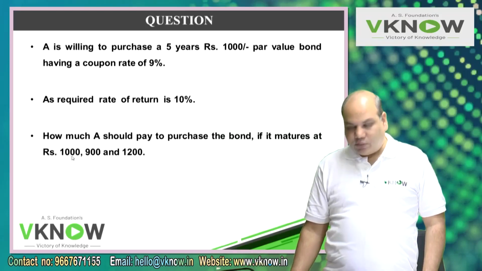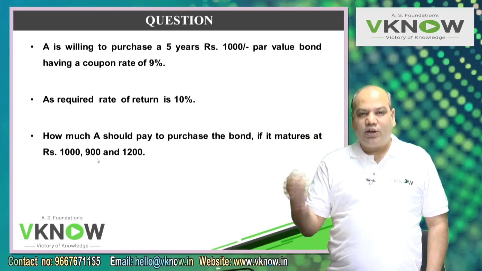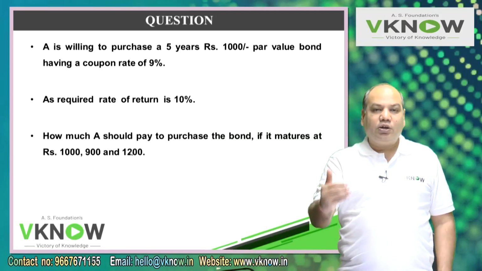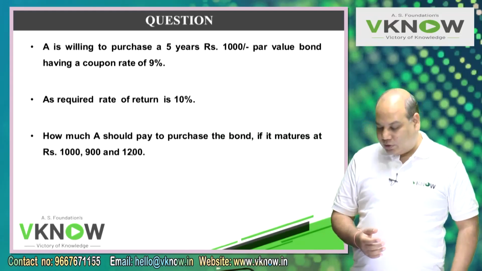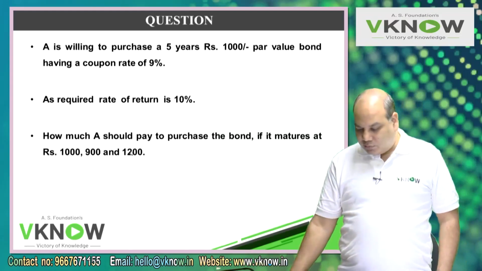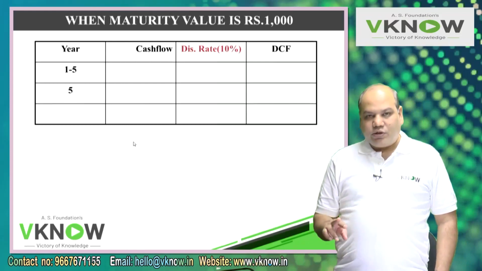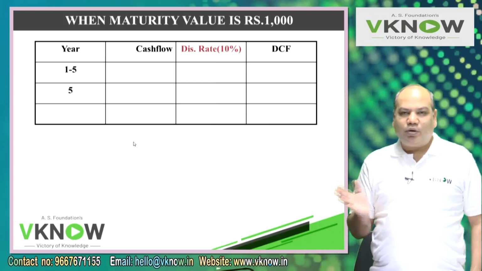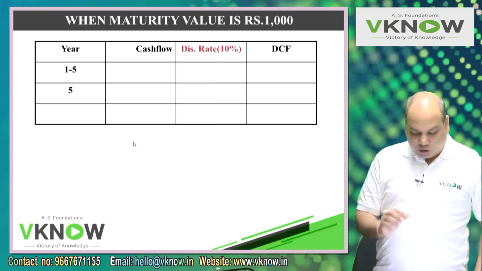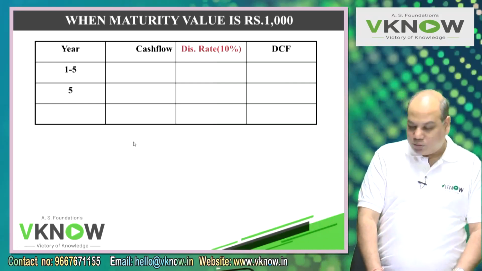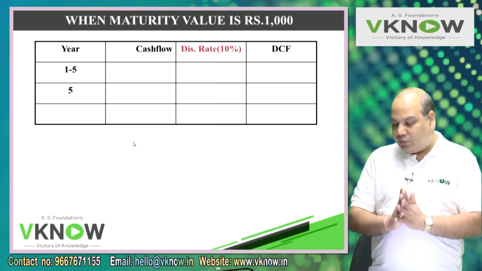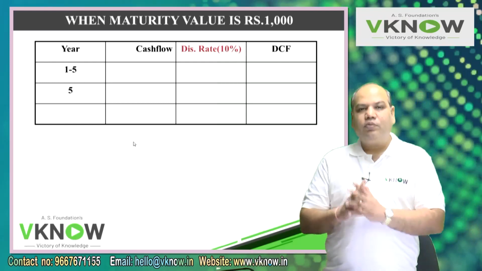In the first case, the bond will be redeemed at par. In second case, the bond will be redeemed at a discount, 900 rupees. And in third case, the bond will be redeemed at a premium, that is 1200 rupees. So in this problem, what we have done? We have changed the redemption amount. In the first question, we had changed the required rate of return. So solve in your book only or in your notebook as you wish. First, case 1 I will solve when maturity value is rupees 1000.